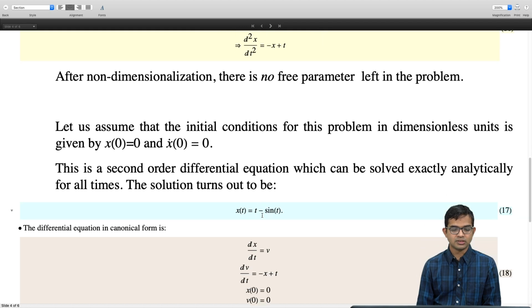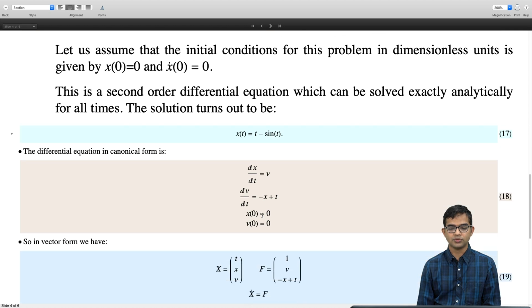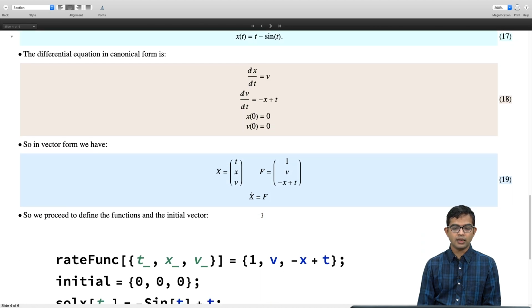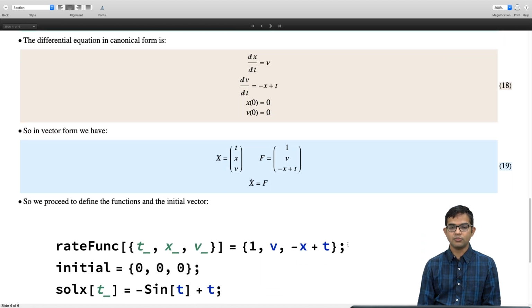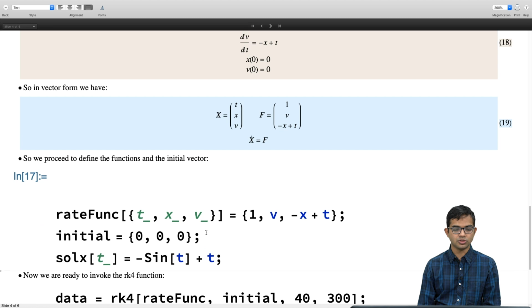Once again, the canonical form is dx by dt equal to v, dv by dt equal to minus x plus t, x of 0 equal to 0, v of 0 equal to 0. All of this information can be encoded in vector form like here, and then we have vector x dot equal to f, the rate function in this case being v and minus x plus t. I'm going to hit shift enter. Initial conditions once again 0, 0, 0.